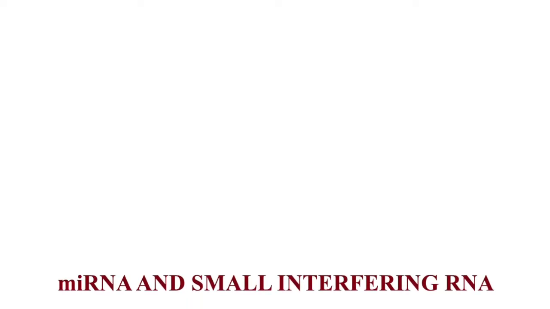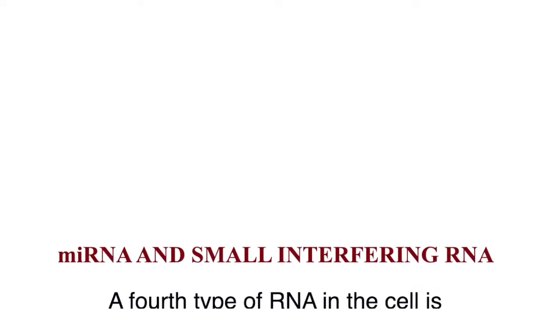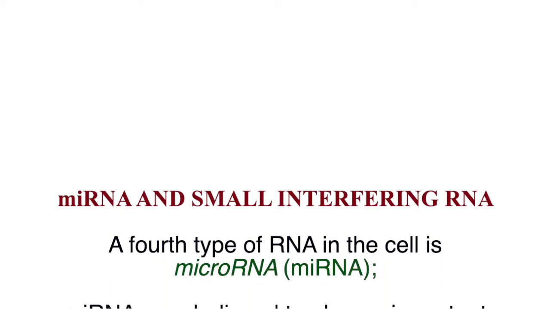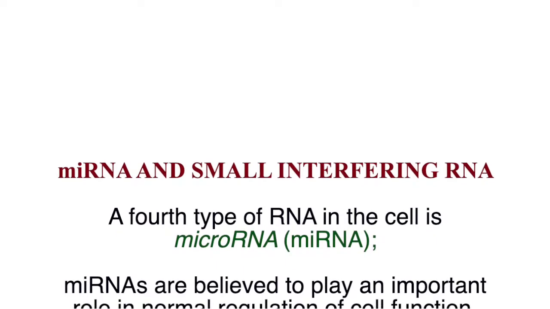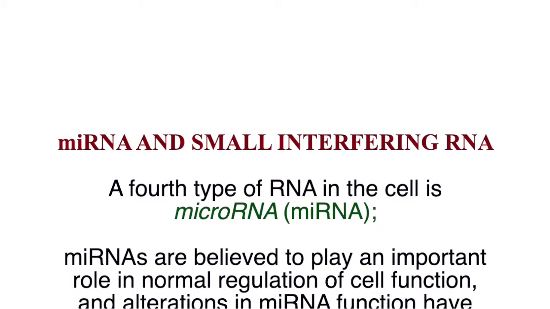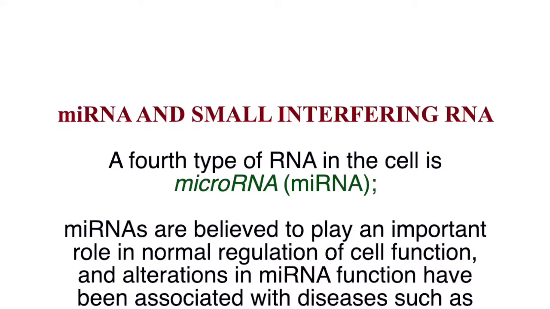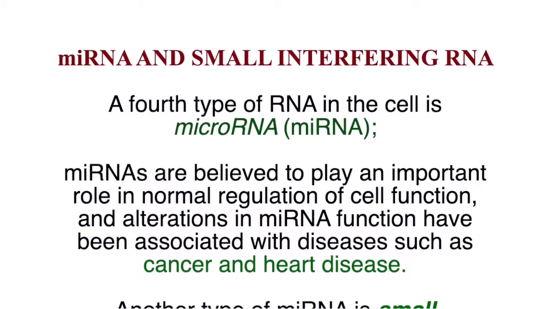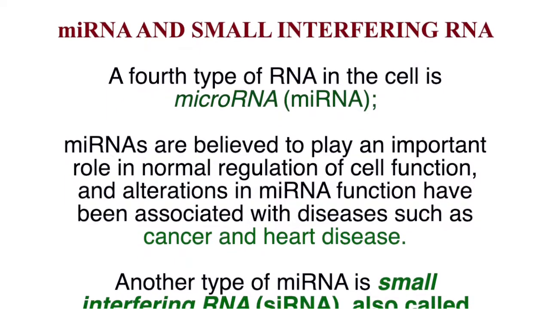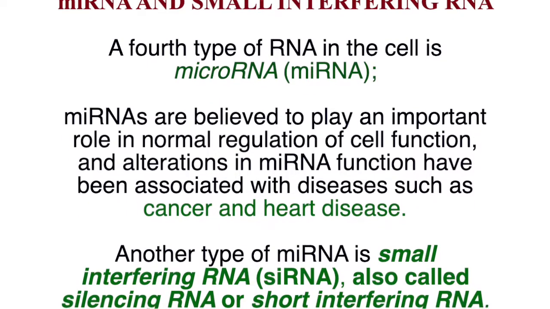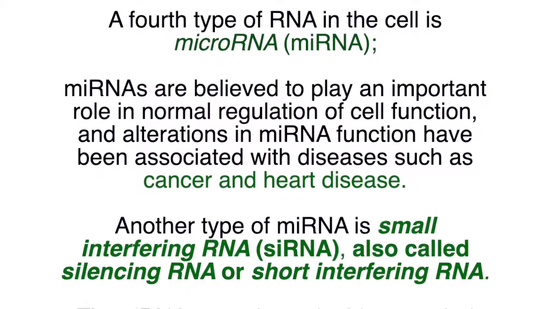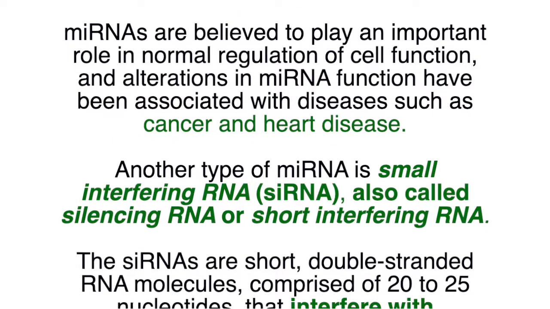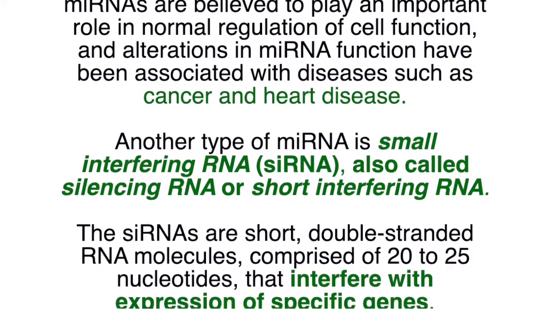miRNA and small interfering RNA. A fourth type of RNA in the cell is microRNA, miRNA. miRNAs are believed to play an important role in normal regulation of cell function, and alterations in miRNA function have been associated with diseases such as cancer and heart disease. Another type of miRNA is small interfering RNA, siRNA, also called silencing RNA or short interfering RNA.